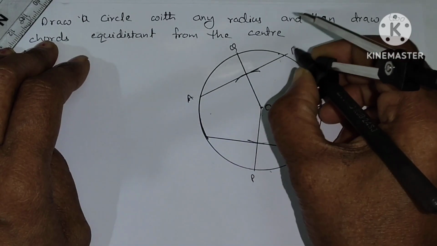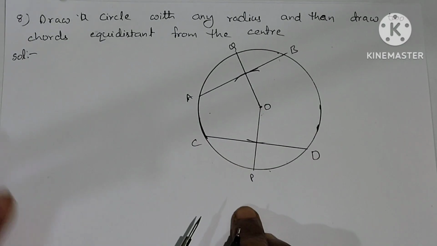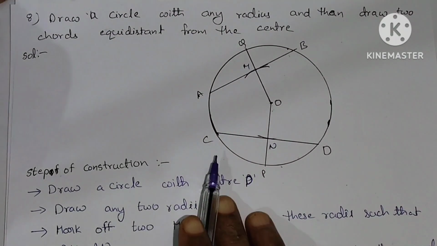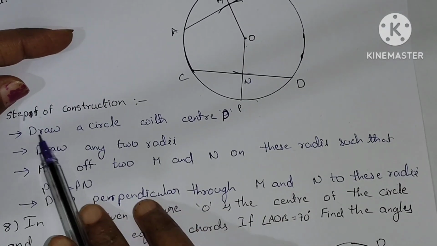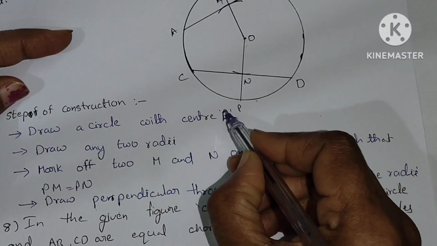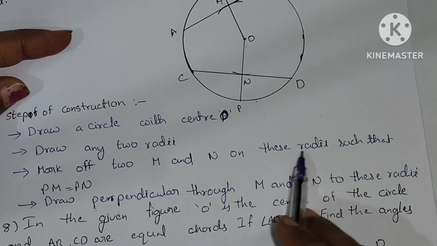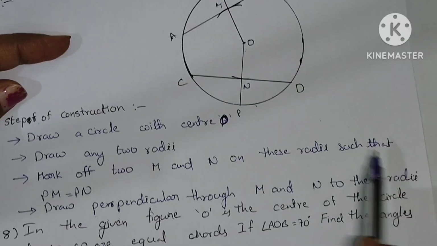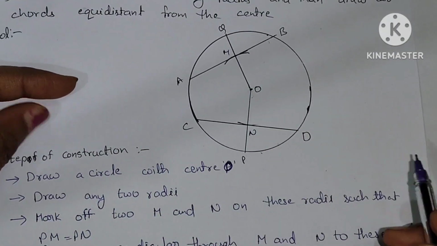AB is one chord, CD is the other. These are the two chords. This is the diagram of the eighth one. Now these are the construction steps. First, draw a circle with center O. Draw any two radii and mark off two points M and N on these radii such that PM equals PN. Last, draw the perpendicular through M and N to these radii. So these equal length chords AB and CD are the two chords.